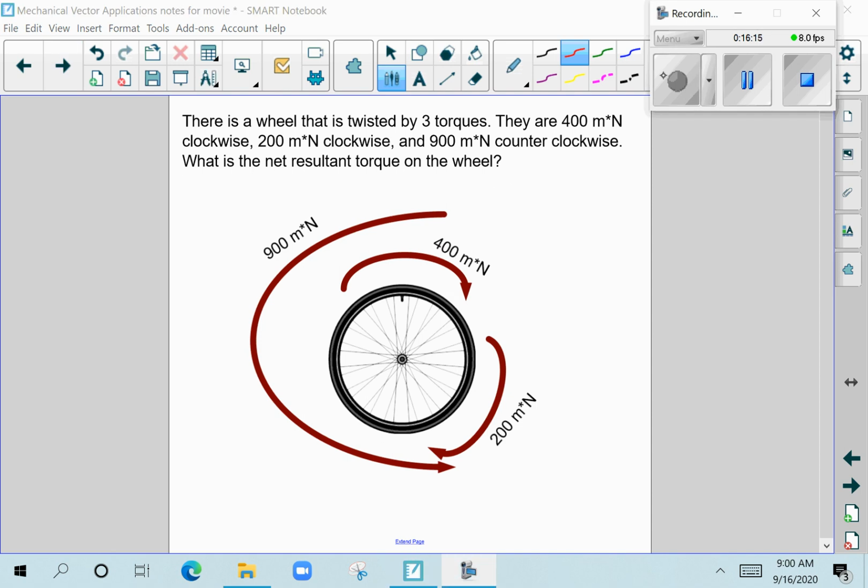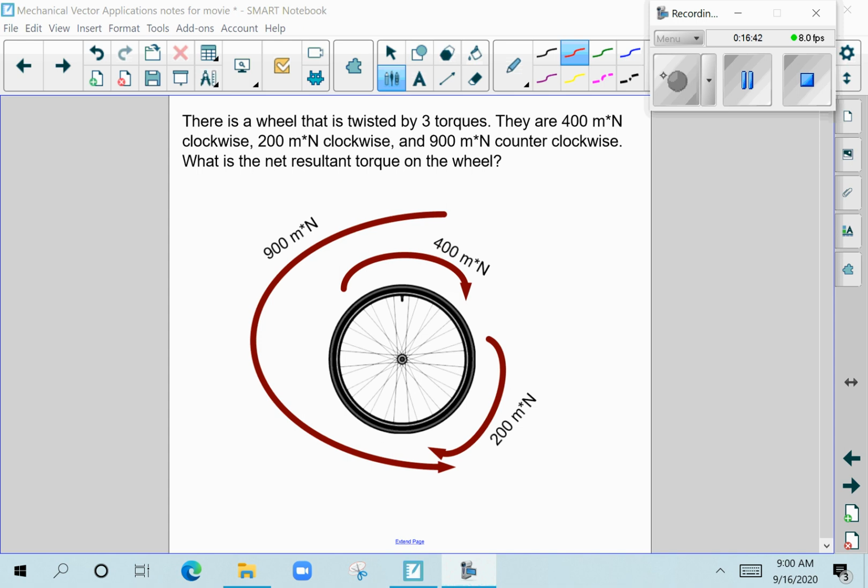One of the things we're going to look at throughout the year is something called torques. Torques actually are very easy to add by doing vectors because just like angles, they only have two directions, clockwise or counterclockwise. So here I have a wheel that's being twisted by 3 torques. They are 400 Newton meters going clockwise, 200 Newton meters clockwise, and 900 Newton meters going counterclockwise. And I want to find the net resultant torque.